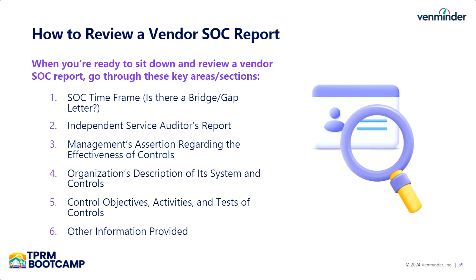So when you're ready to sit down and look at a vendor SOC report, it's good to have a roadmap for yourself. And this is the roadmap that we recommend. So first, SOC timeframe, then independent service auditor's report, review the management's assertion, the description of the system and controls, the control objectives, activities, and tests, and then any other information. So ultimately, you follow the setup of the report, right? You follow that anatomy, sections 1 through 5, and then we'll give you some key points to look through at each section.